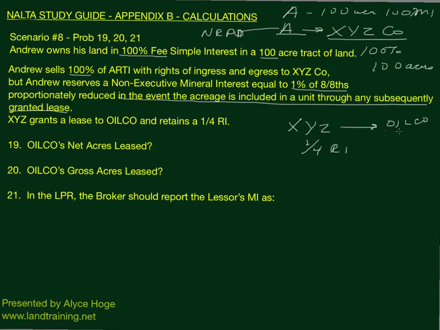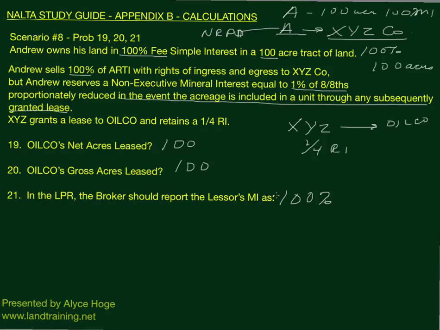Well, the net acres that Oil Co. leased from XYZ was what Andrew owned. Those net acres would be 100 because he owned 100 acres and he had a 100% mineral interest. Oil Co.'s gross acres will also be 100. And in the LPR, the broker should report the lessor's mineral interest, meaning XYZ's mineral interest, as 100%. And so those are the answers to scenario 8.